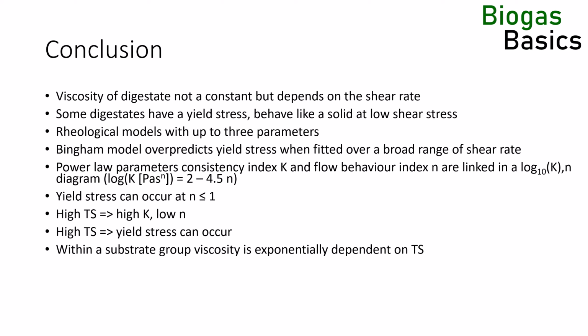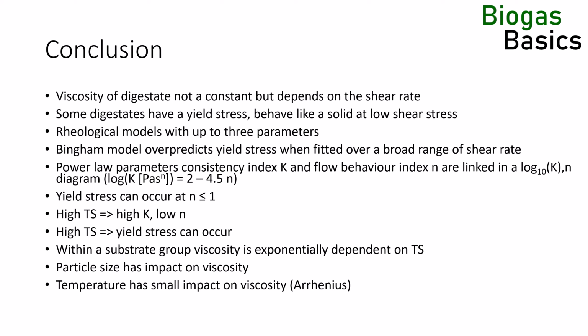Particle size has an impact on the viscosity. When digestates are macerated or milled, their viscosity decreases. The viscosity decreases with increasing temperature, but the impact is only marginal compared to the TS. The classical correlation is the Arrhenius fit, but some digestates show a different behavior if chemical reactions occur in the digestate, for example gelation or gelatinization.